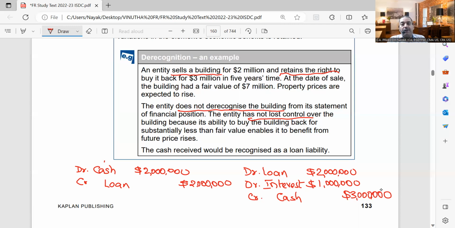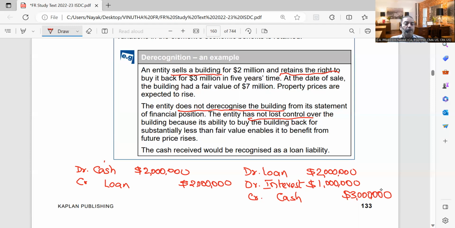The loan account will get cancelled. Earlier the loan was credited, now the loan will be debited, so the loan debit and loan credit will cancel. But I'm paying 1 million more. How will I account for it? It will be shown as interest expense.